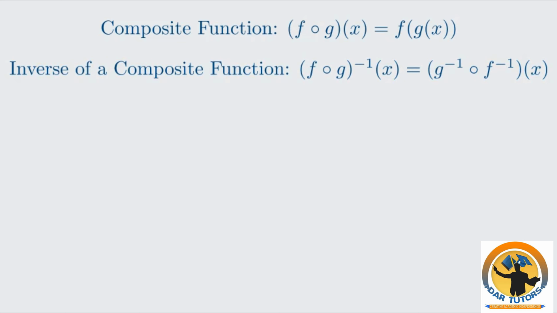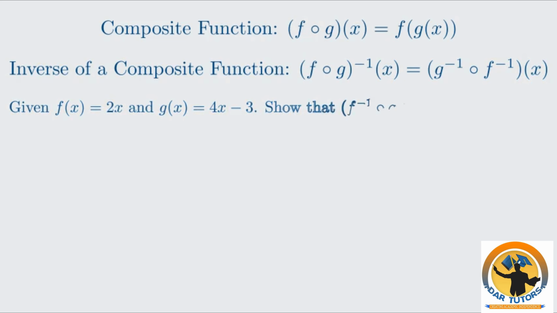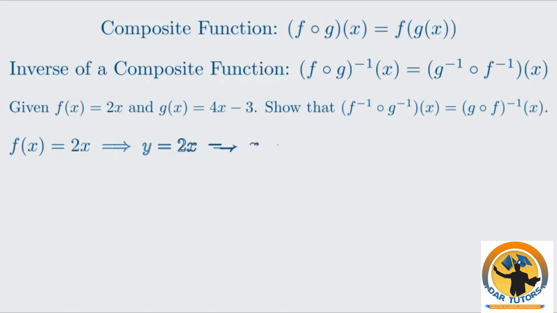We'll use the functions f of x equals 2x and g of x equals 4x minus 3. Our goal is to show that the inverse of f of g of x is equal to g inverse of f inverse of x. First, let's find the inverse of each function individually. For f of x equals 2x, swapping x and y gives x equals 2y, so y equals x over 2. Thus, f inverse of x is x over 2.